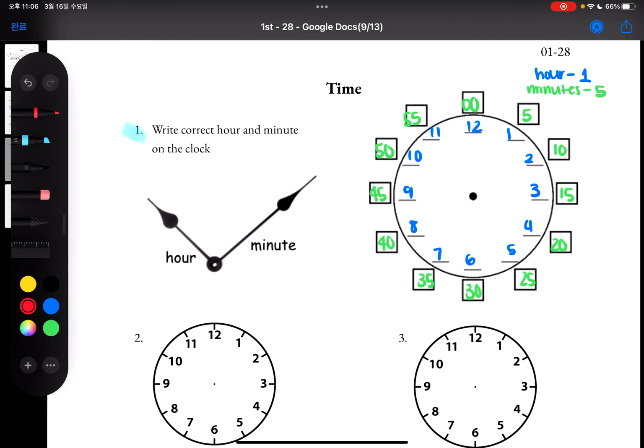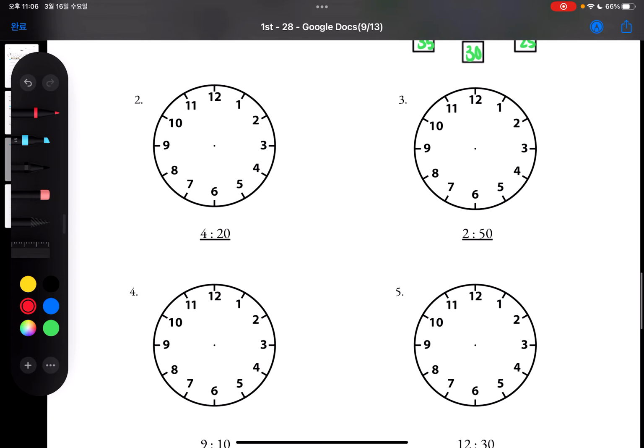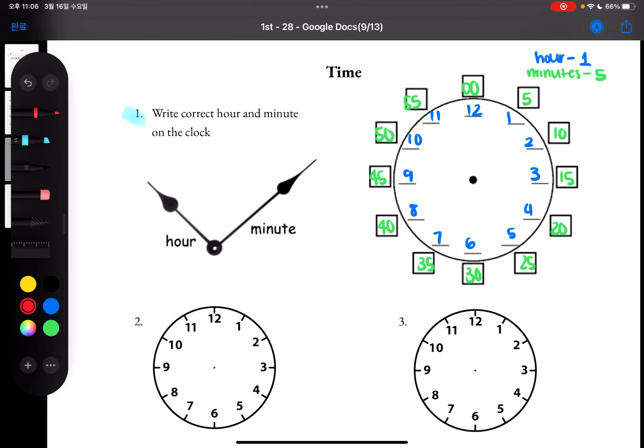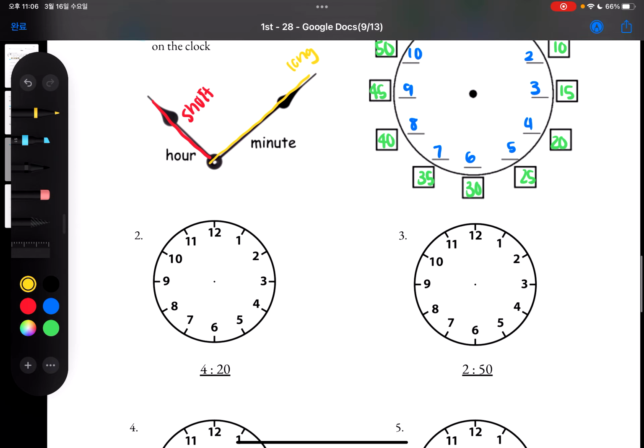Another thing to look at before you do questions 2 to 5 is that the hour needle is shorter and the minute needle is long. So let's look at number 2. Number 2 says 4:20. So the hour is 4.